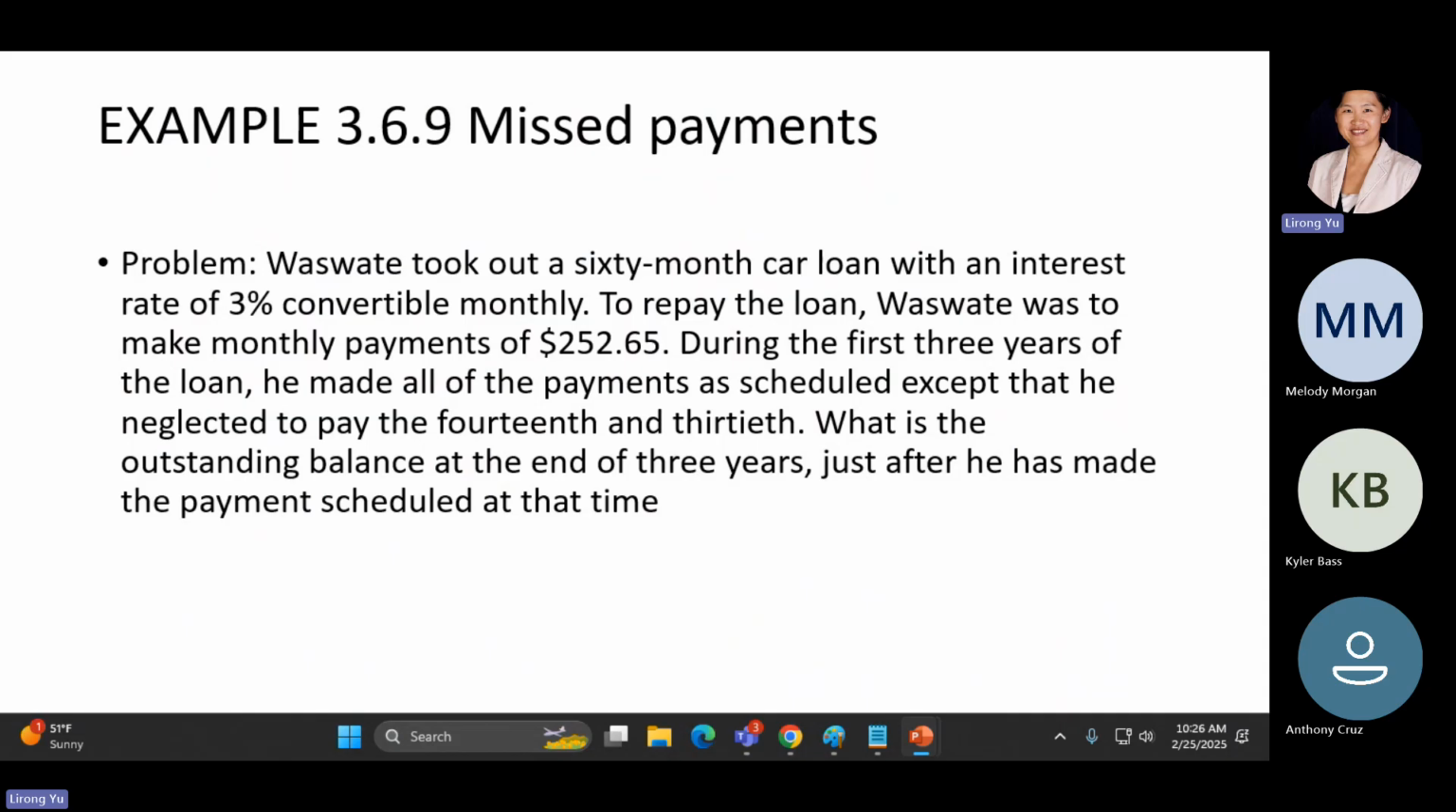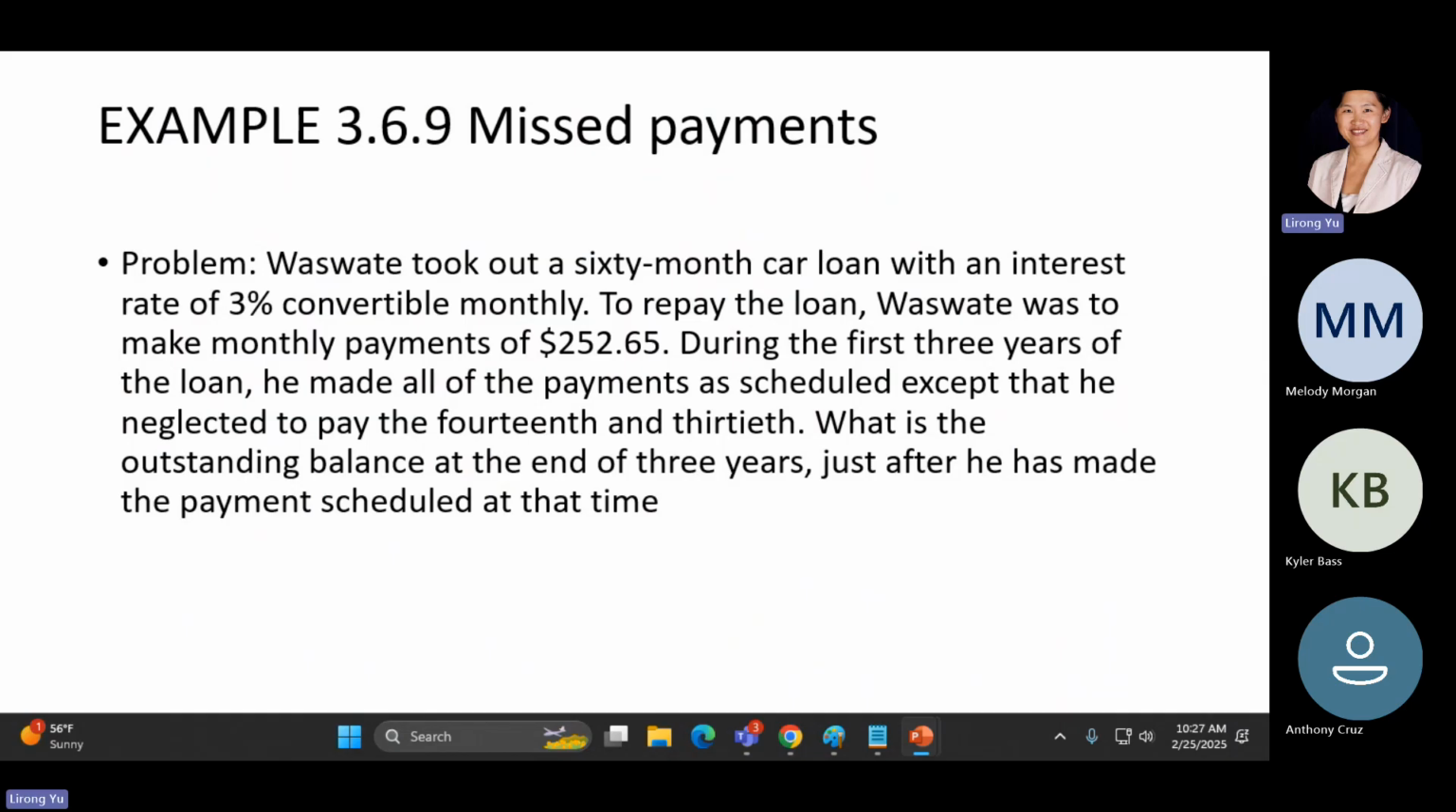So here it says Washwade took out a 60 months car loan with an interest rate of 3% convertible monthly. To repay the loan, Washwade was to make monthly payments of 252.65. During the first 3 years of the loan, he made all the payments as scheduled, except that he neglected to pay the 14th and 30th. What's the outstanding balance at the end of the third year, just after he made the scheduled payment at that time?